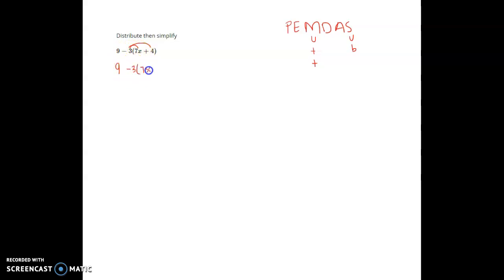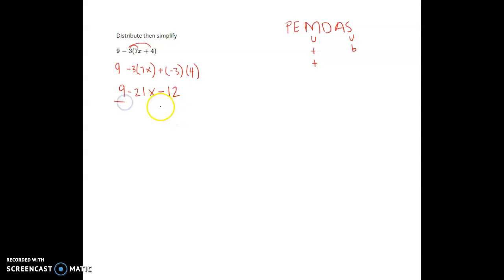We can kind of break this down. And then negative 3 plus a negative 3 times 4. Now let's simplify. So negative 3 times 7x, we're going to get 21x minus 12. And now we want to combine like terms.